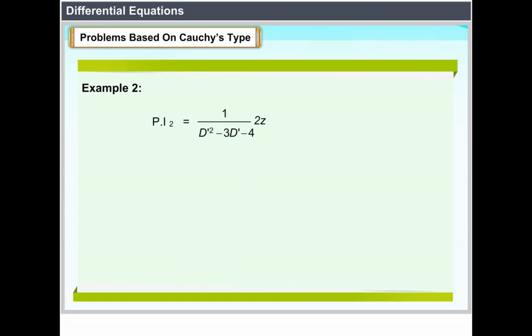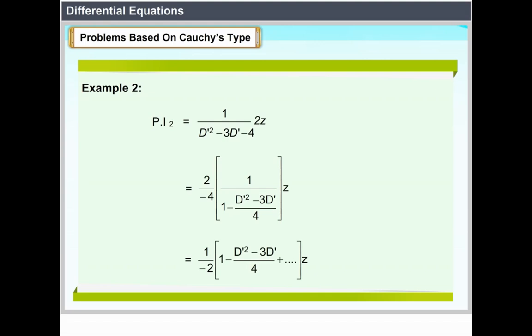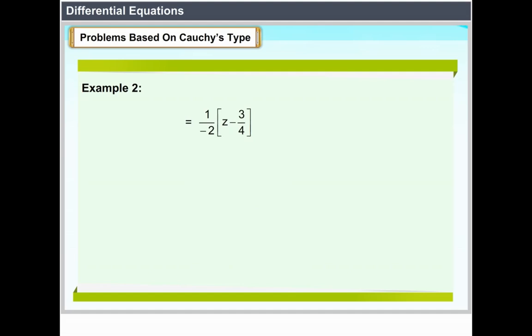PI2 equal to 1 by (D dash square minus 3D dash minus 4) into 2z, equal to minus 2 by 4 into 1 by (1 minus (D dash square minus 3D dash) by 4) into z, equal to minus 1 by 2 into (1 minus (D dash square minus 3D dash) by 4) to the power minus 1, into z, equal to minus 1 by 2 into (z minus 3 by 4), equal to minus z by 2 plus 3 by 8, equal to minus 1 by 2 log x plus 3 by 8.